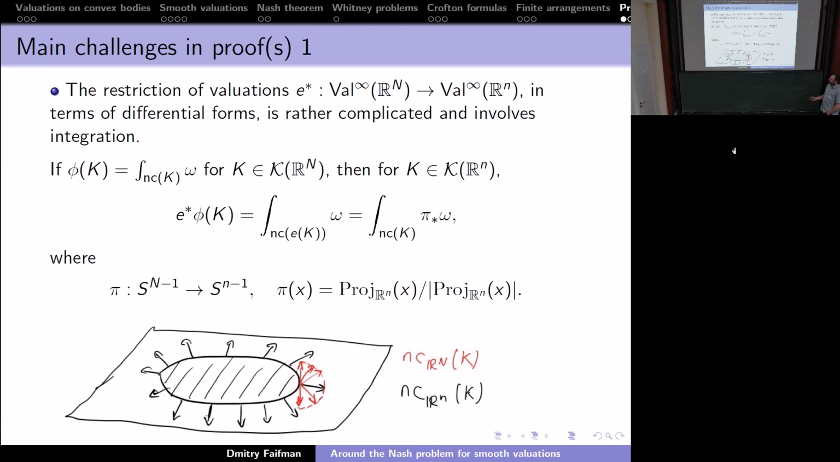Now, if you have a valuation on a larger space and you want to restrict it to this plane, what would it mean for the form? So you need to consider the normal cycle of this amoeba here in the plane and also in the larger space. The black arrows are the normal cycle in the plane, the red arrows are the normal cycle in the larger space, and the operation of restriction would correspond to integrating along this half sphere. So once again, to reiterate, the operation of restriction of valuations corresponds to some integral operator on differential forms, and that's harder to work with.